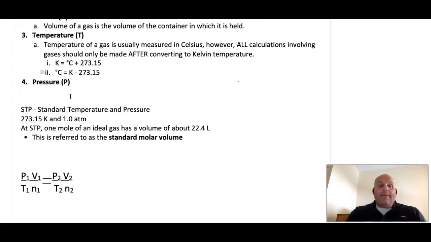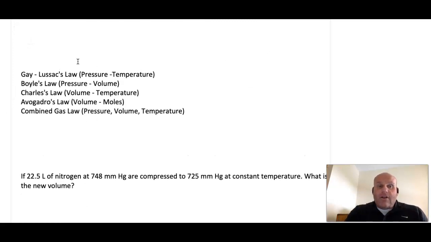There are a whole list of gas laws. Here they are right here. Gay-Lussac's law, Boyle's law, Charles' law, Avogadro's law. So basically the way this works is we have these four variables: amount, temperature, volume, and pressure. And each gas law is a mathematical representation of how changing one variable affects the other. So now that means the other variables that aren't involved in this relationship must be held constant.